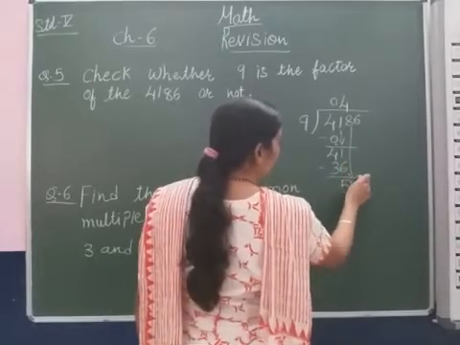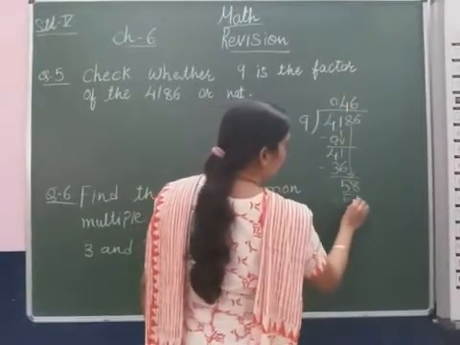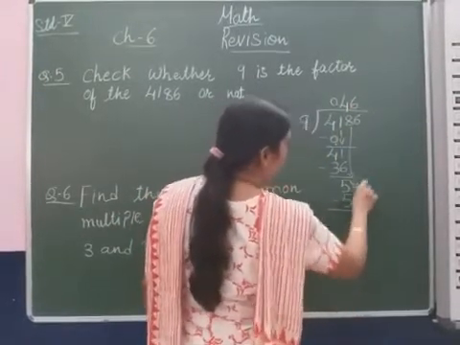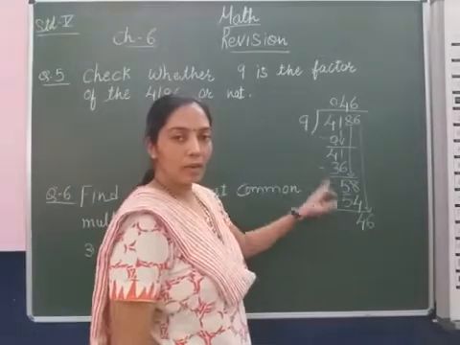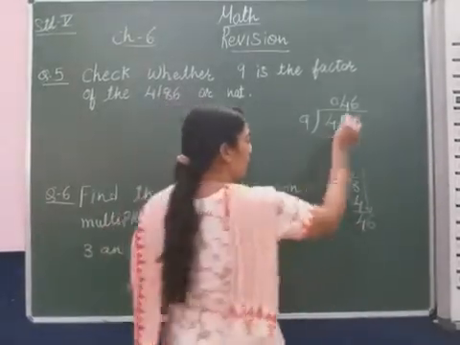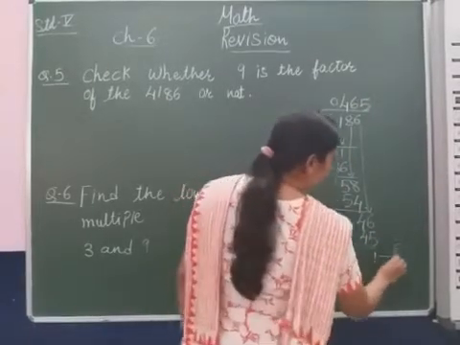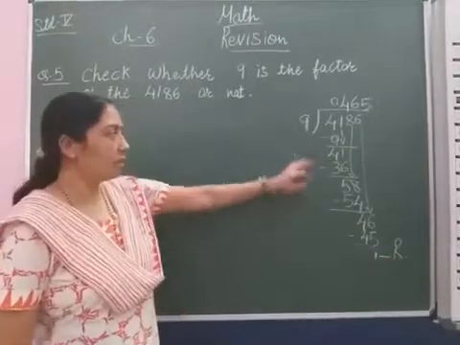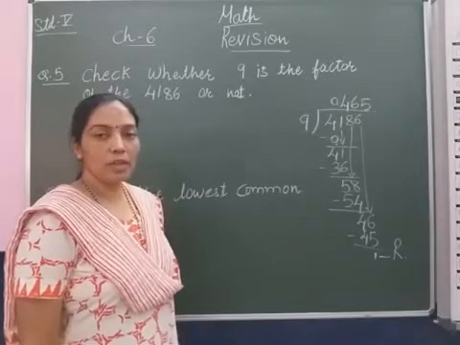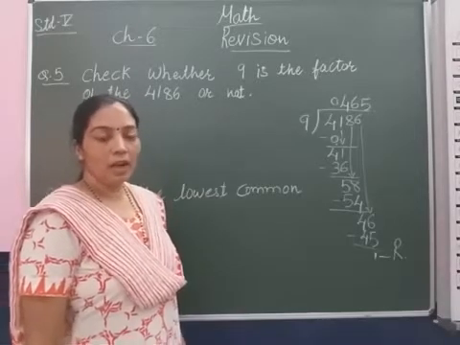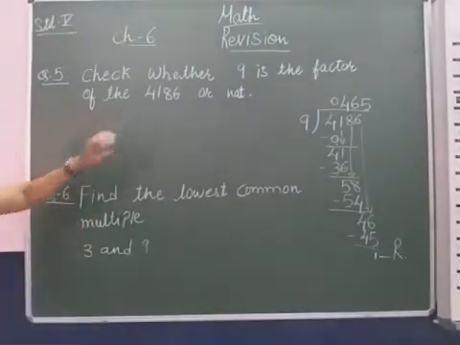Here 8, so 58. 9 6s are 54 and 9 5s are 45. 4 will remain. Here we will take 6. Now 9 5s are 45. We subtract, then 1 remains. When we divide this number by 9, we get 1 as the remainder, and our quotient is 465. So we can say that 9 is not a factor of this number.